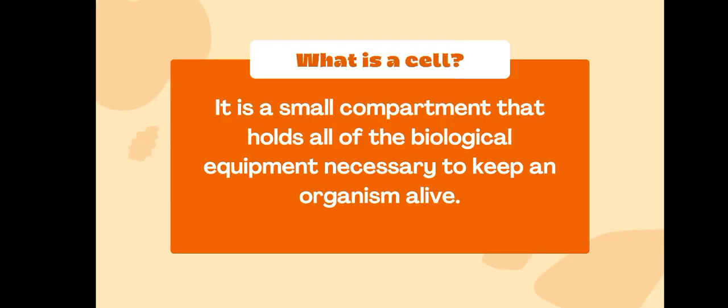So what is a cell? A cell is a small compartment that holds all the biological equipment necessary to keep an organism alive. And you all know that cells together form tissue, tissues together form organs, and organs form organ systems, and eventually different organ systems combine to form an organism.